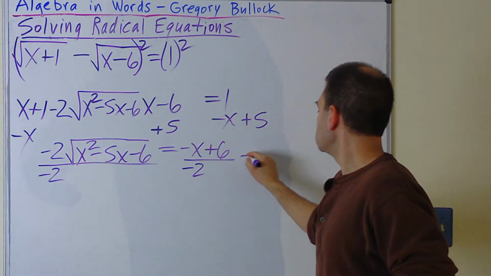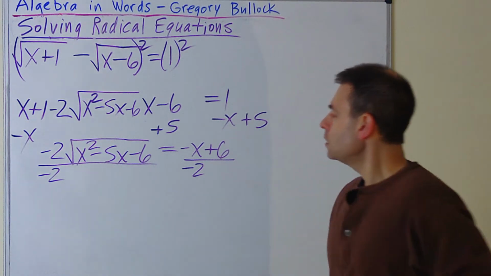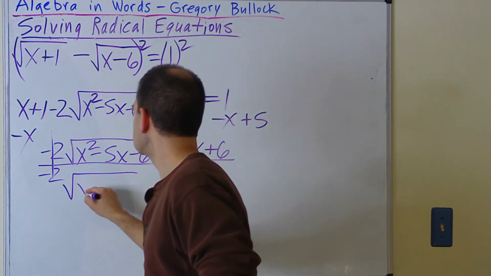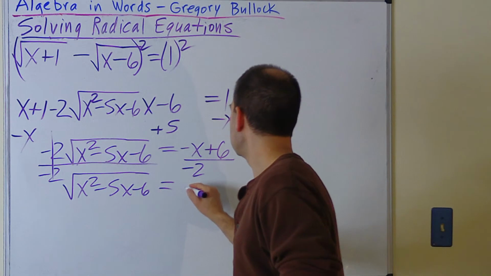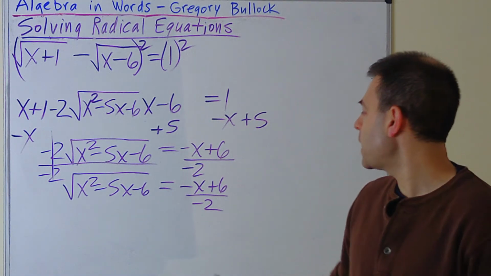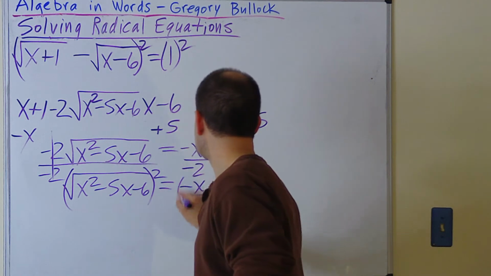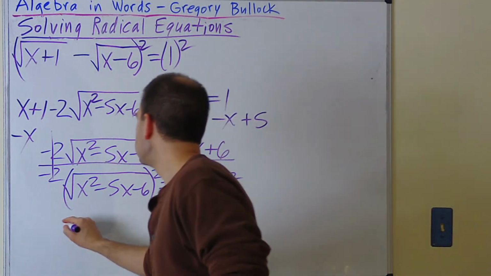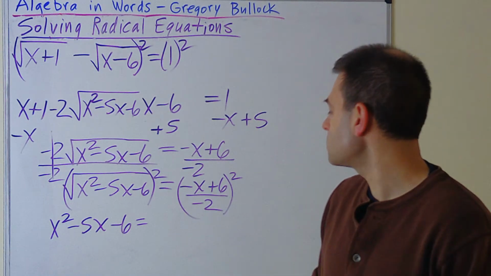And we'll deal with that in the next step. That's fine. On the left, the negative 2 coefficient is eliminated, and now we're left with the radical, and let's just rewrite what we have on the right. Alright, and now since we have the radical alone, we're going to square both sides to get rid of the radical. Alright, on the left, the radical is just eliminated, and we have x squared minus 5x minus 6.